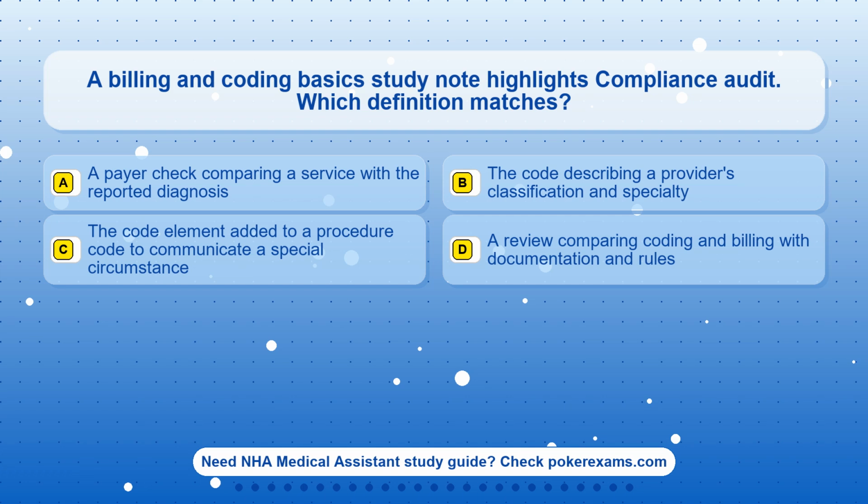Question 1. A Billing and Coding Basics Study Note highlights compliance audit. Which definition matches? Option A. A payer check comparing a service with the reported diagnosis. Option B. The code describing a provider's classification and specialty. Option C. The code element added to a procedure code to communicate a special circumstance. Option D. A review comparing coding and billing with documentation and rules.